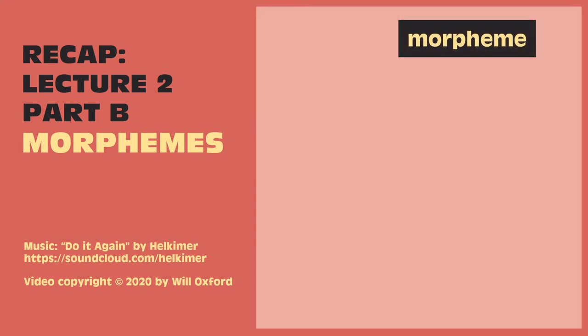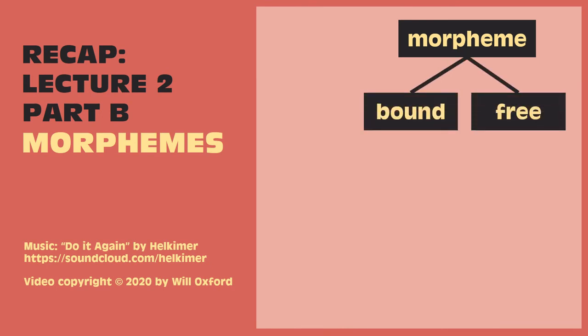This video has introduced the concept of morphemes. A morpheme is the smallest meaningful unit in a word. All morphemes are either bound or free. A free morpheme can stand alone as a word. A bound morpheme has to attach to something. In any given word, the root is the morpheme that makes the main contribution to the meaning of the word. Roots can be either free or bound, though in English they're usually free.